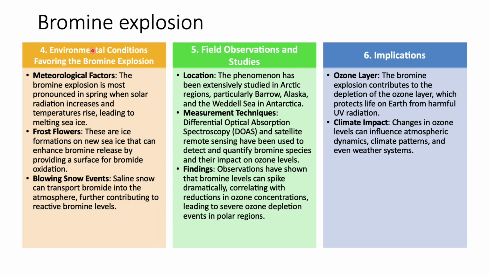So we know the environmental conditions required for the bromine explosion reaction. One is the meteorological factors. This is in the spring, when solar radiation increases and the temperature rises. This leads to melting of ice, which means more and more bromine can be released. The frost flowers are also responsible. Similarly, blowing snow events are also responsible for the production of bromine oxide radicals. There are field observations and studies which clearly tell that these events are happening, and finally we saw the implication: the ozone layer is depleted and it also leads to climate impact.